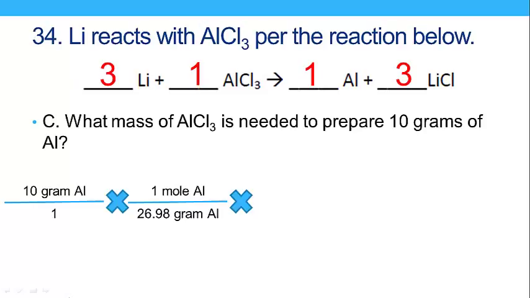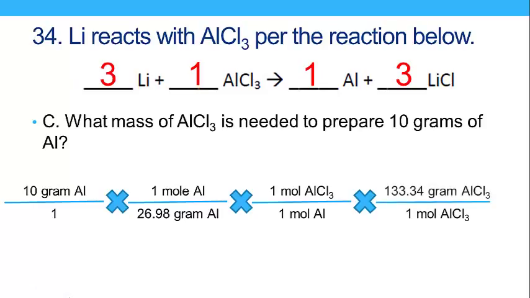So now I want to change moles of aluminum into moles of aluminum chloride. So in the balanced equation, we have mole and mole. I need a mole ratio, and the ratio between those two is 1 to 1. Now I want to take moles of aluminum chloride and change it into grams. So once again, I have grams and moles. This means I need the molar mass of aluminum chloride. So I find the molar mass of chlorine and triple it, and then add that to the molar mass of aluminum. And whenever we do this, we end up with 49.42 grams of aluminum chloride.